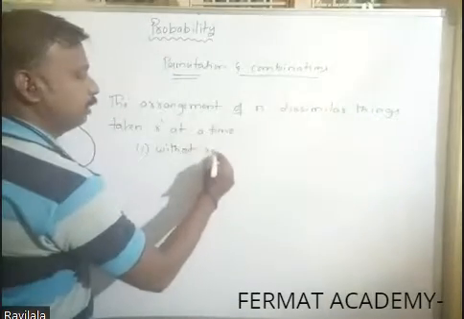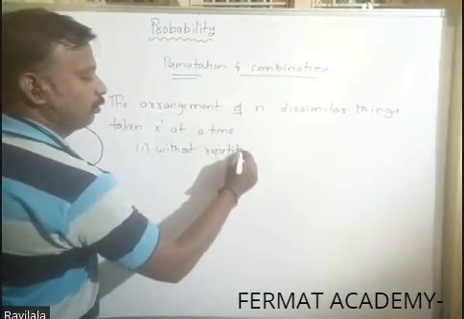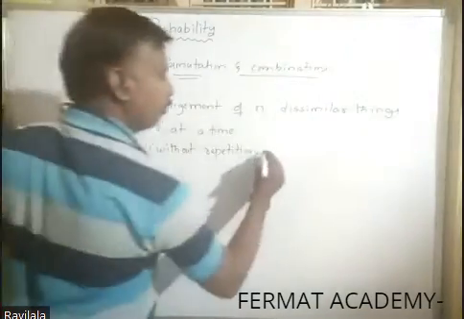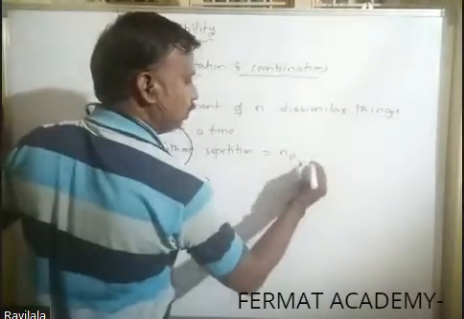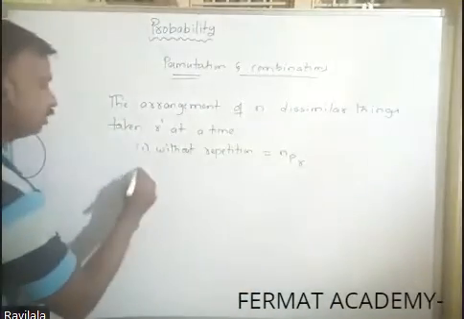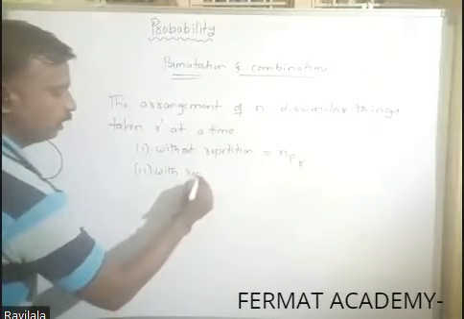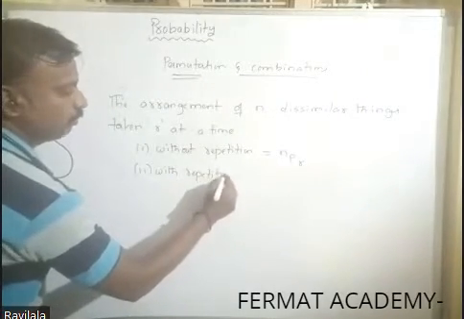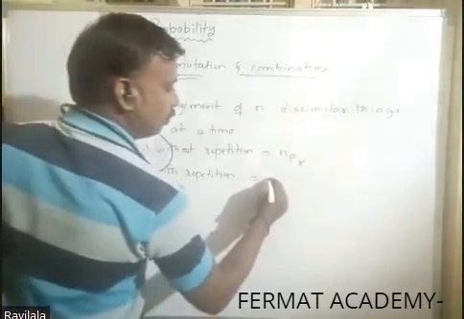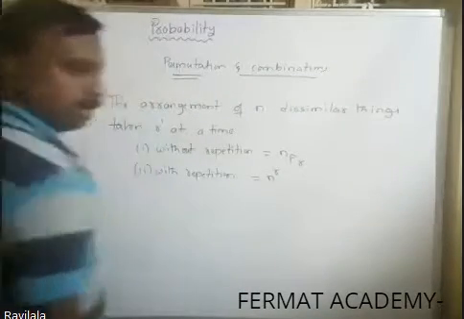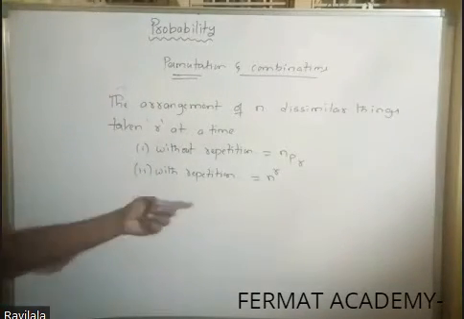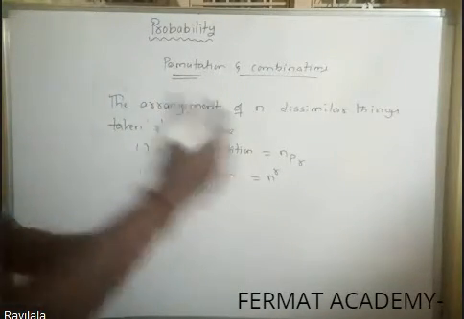Without repetition, the formula is nPr. And the second one is with repetition. You just remember these three formulas. With repetition, the formula is n power r.